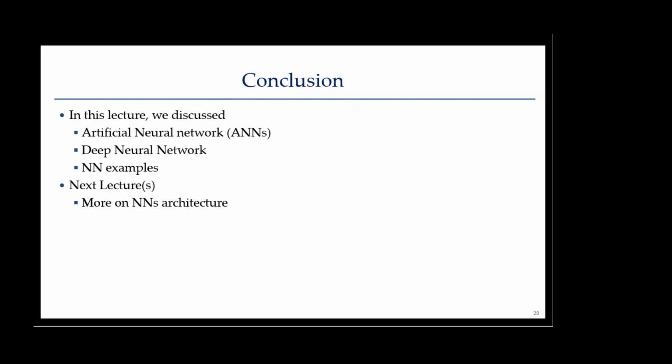In this lecture, we discussed the artificial neural network. We talked about the deep neural network. We provided some neural network examples. In the next lecture, we're going to talk about the different layers in a neural network.